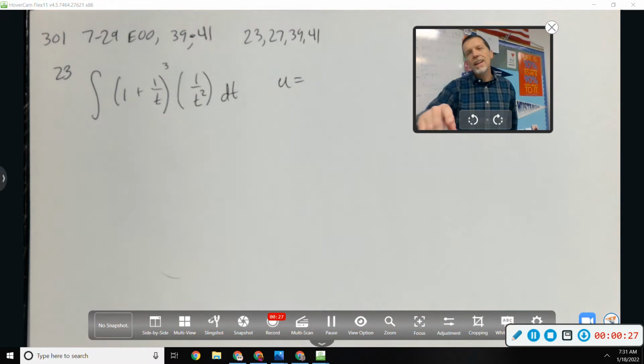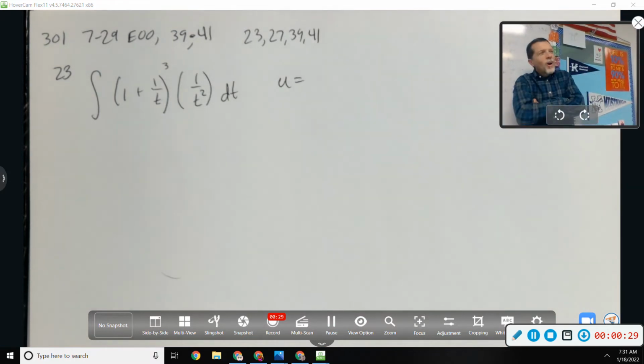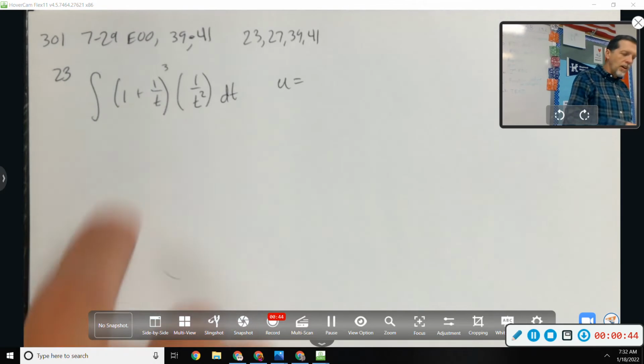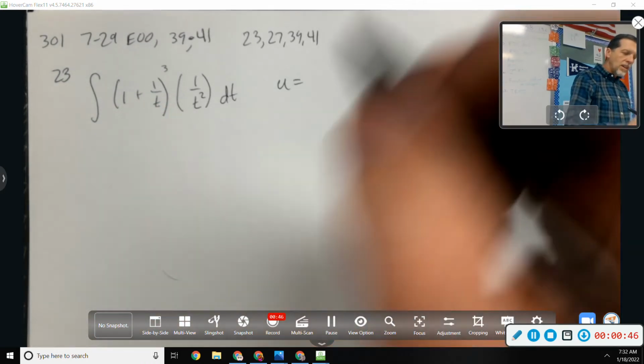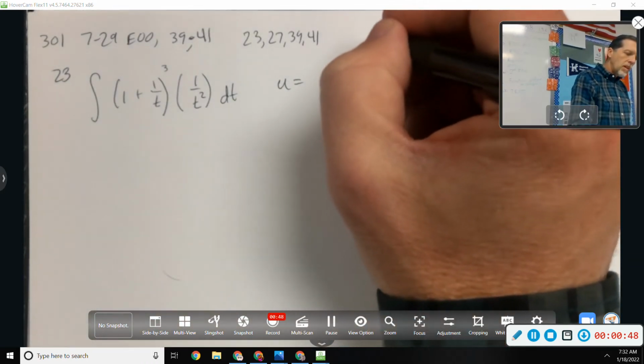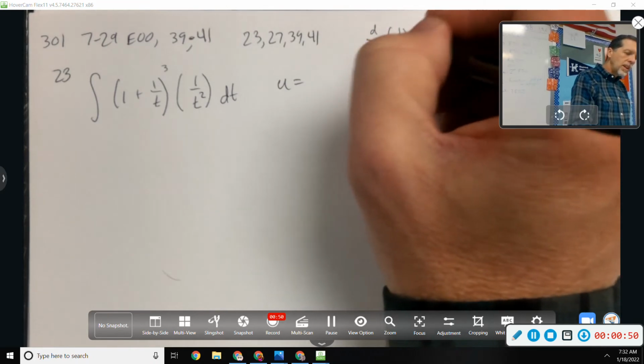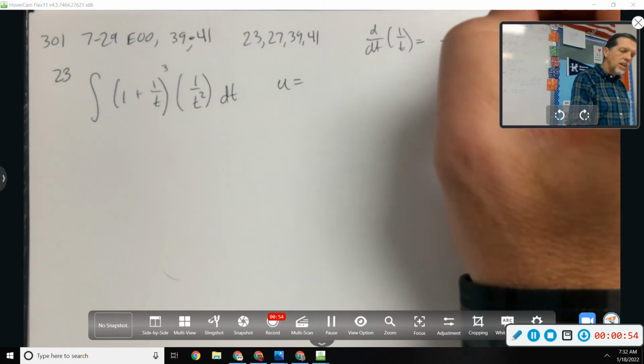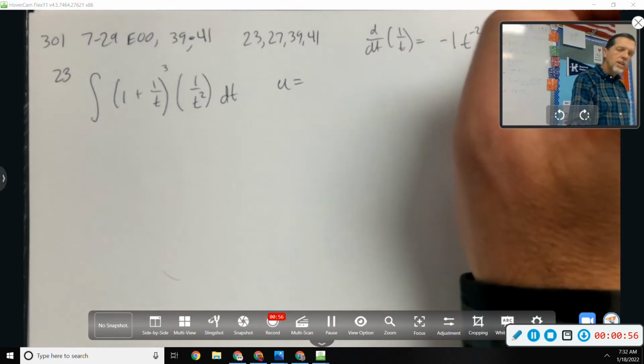Okay, again, the better you are at derivatives and the more practice you get at antiderivatives, the easier this will become. You're not there yet, that's okay, but that's why we're practicing more today. So I can look at that and I think, wait a minute, I know what the derivative of 1 over t is. The derivative of 1 over t is negative 1 t to the negative 2, 1 over t squared.